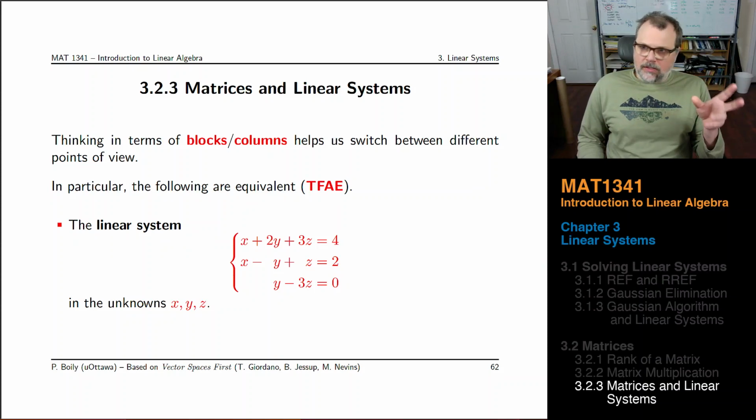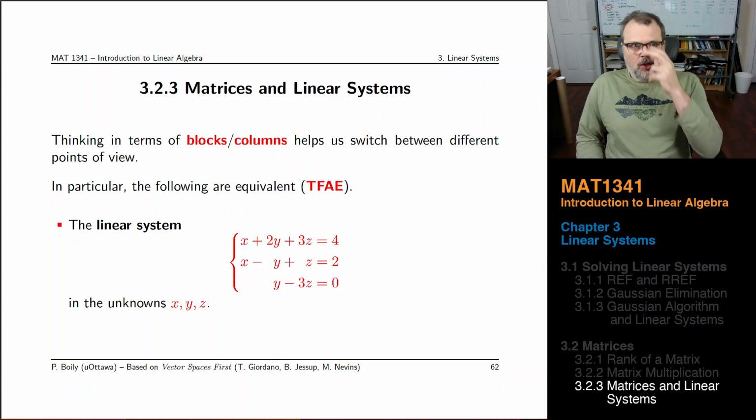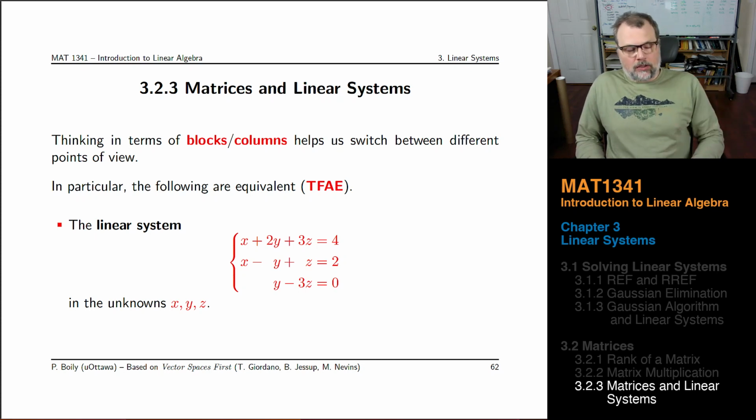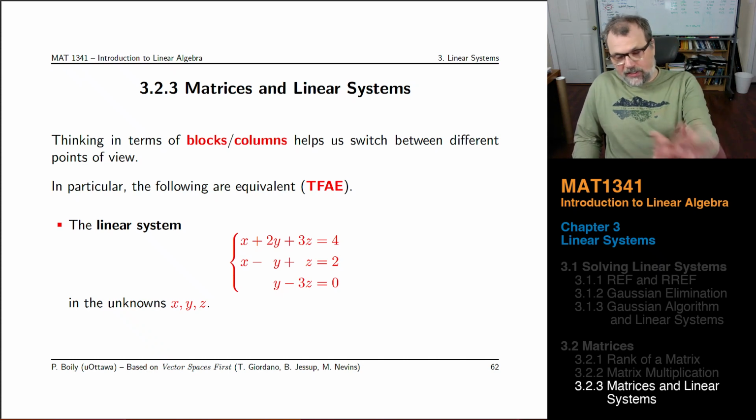So these blocks that we use to help with multiplication, the submatrices, we can also use them to switch between the different points of view, especially when the blocks are going to be columns. Where this is useful is because the next things that we're going to see are going to be equivalent.